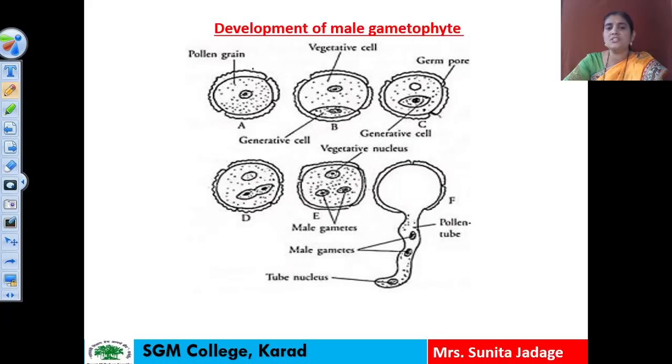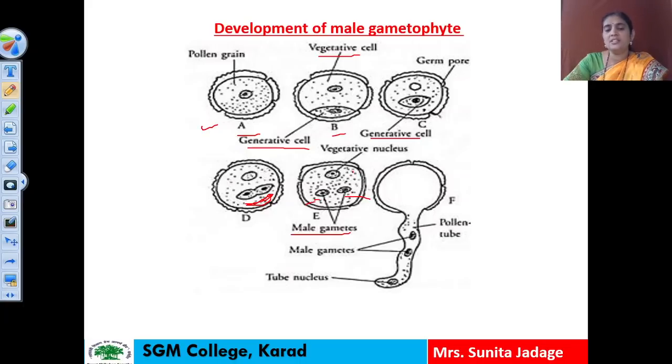So the total stages of the development of the male gametophyte we can see in this diagram. This is the first stage, A stage, only a single pollen grain you can see. In the B stage, the second stage, two cells are formed. The larger cell is known as a vegetative cell, the smaller cell is known as a generative cell, and then this generative cell gets separated inside this pollen grain, and this generative cell divides into two cells, and these two cells are known here as male gametes. This is one male gamete, this is the second male gamete.